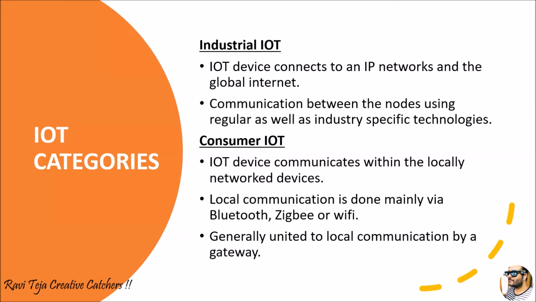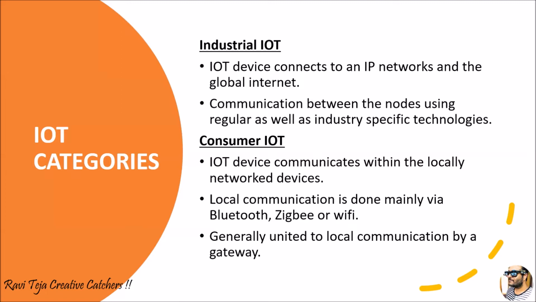So most of the industrial IoT devices connect to an IP network. Using an IP address, we connect through a browser or an application, globally through the internet. From any part of the world, we can operate this particular IoT device, or we can monitor this particular IoT device using an IP address, globally.